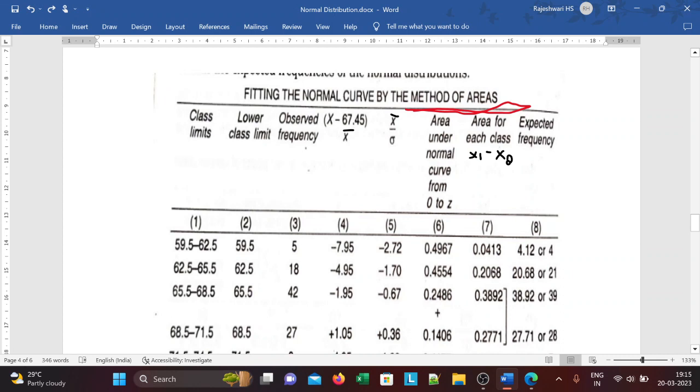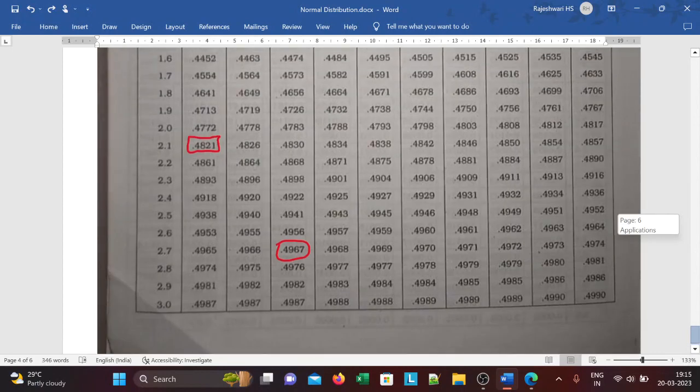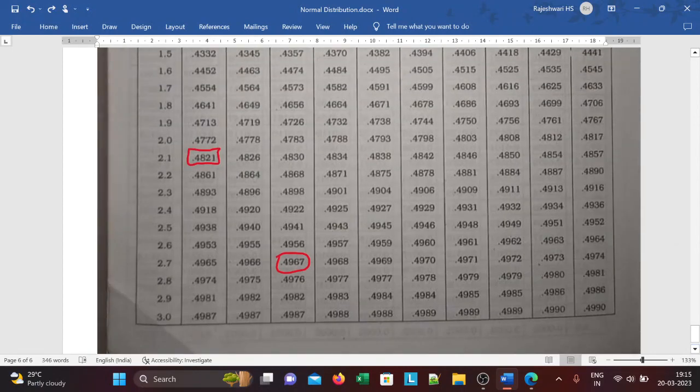So the area under the normal curve from 0 to z. Here we are going to determine the table values. The table value of 2.72 is 0.4967. We can check one value, 2.72. I'll check the table value. 2.72, yes, row value 2.7, column 0.02, that is 0.4967.